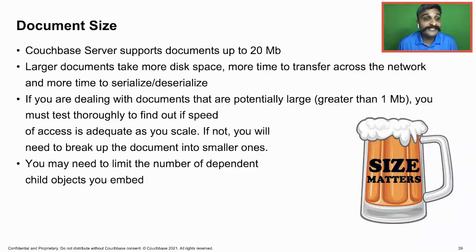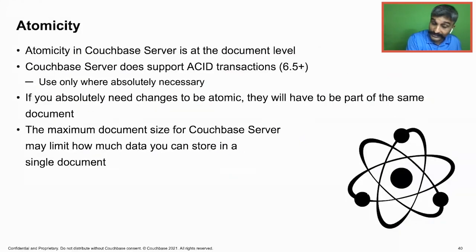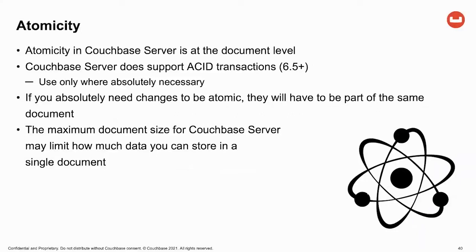Okay. Atomicity of the document. Atomicity in Couchbase Server is at the document level by default. Okay, if we are not talking about transactions. Couchbase does have transactions. Use them only when it's absolutely necessary. But if you want the changes to be absolutely atomic, you want to make it a part of the same document. But if you're making everything a part of the same document, the document size is going to be large. A large document takes more time to transfer across the network, so your speed of access is going to be slow. So you don't want to make the document extremely large. So again, that's the trade-off, right? You want to test thoroughly so that the speed of access is adequate as you scale.